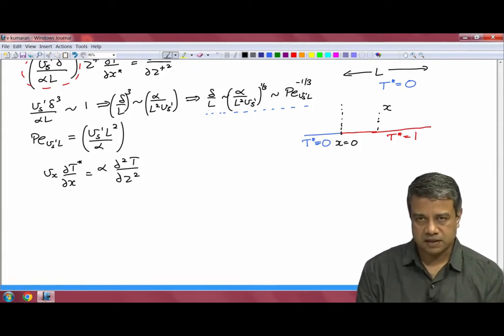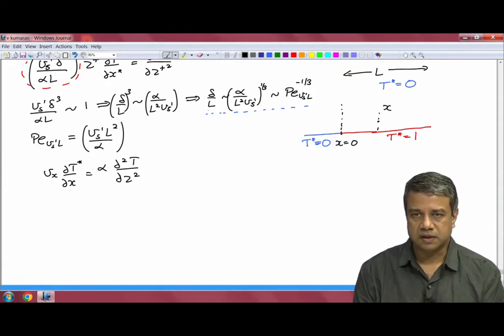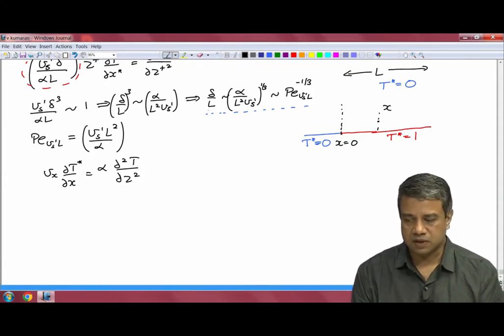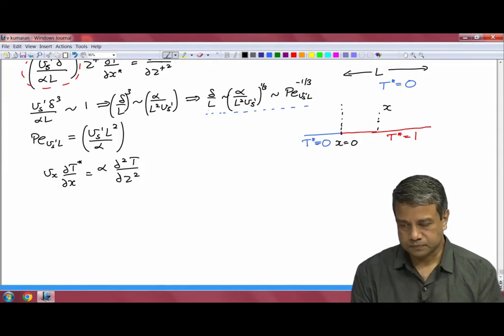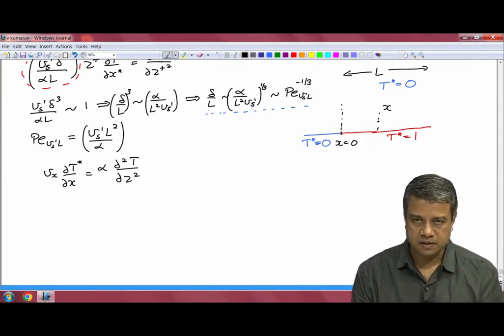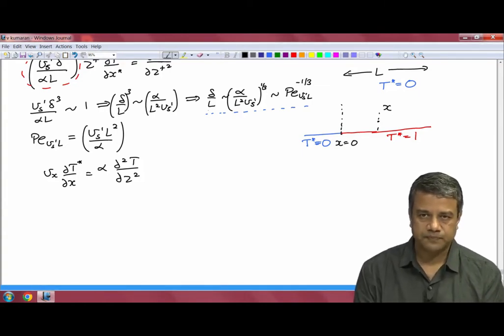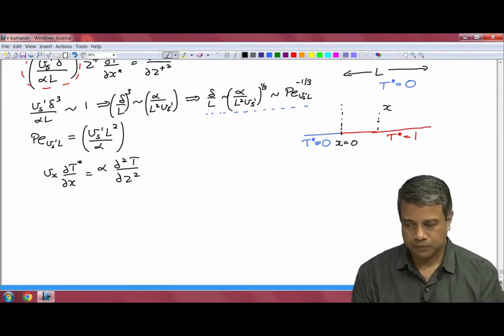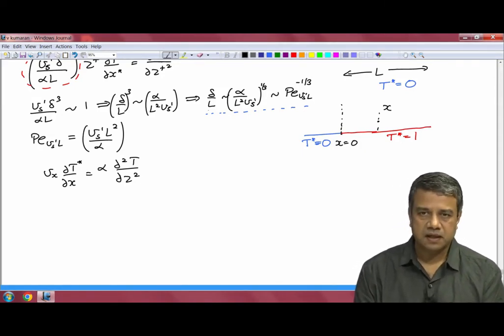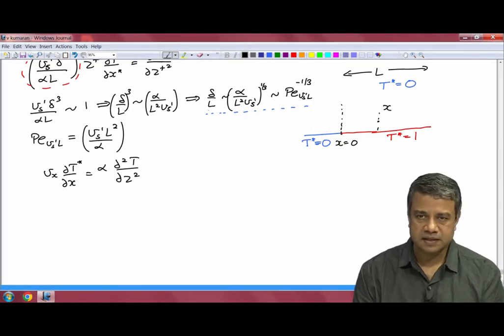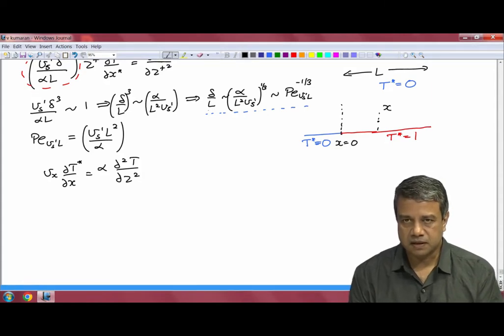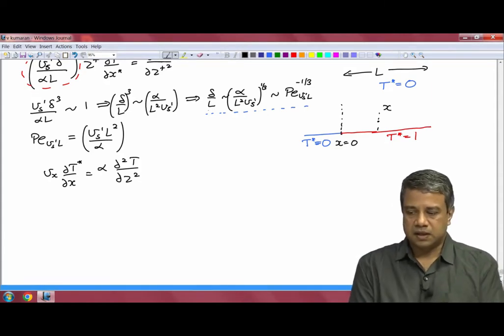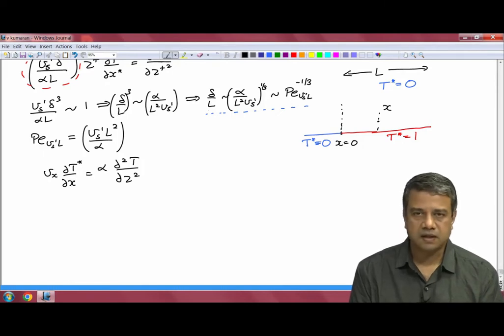At a given location x, within this boundary layer, the region where there is a disturbance to the temperature due to the heating, there is streamwise convection and cross stream diffusion. Streamwise convection transports fluid downstream, and cross stream diffusion is perpendicular to the surface. Therefore, the temperature at a location x depends only upon x itself and not on the total length L, because streamwise convection is transporting the heat downstream, and cross stream diffusion is transporting heat across the flow.